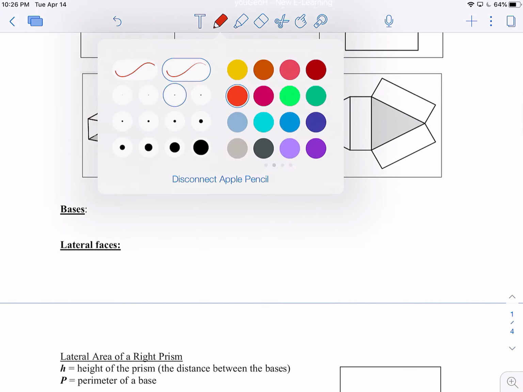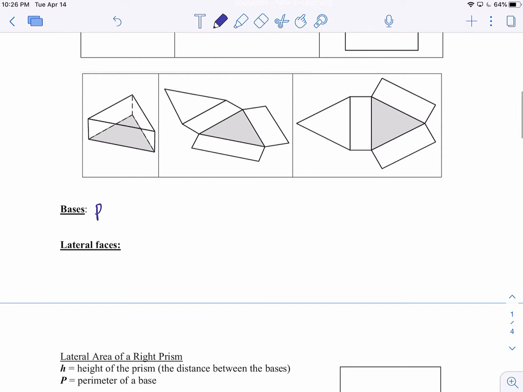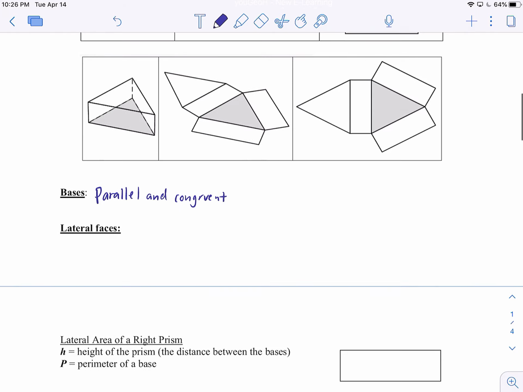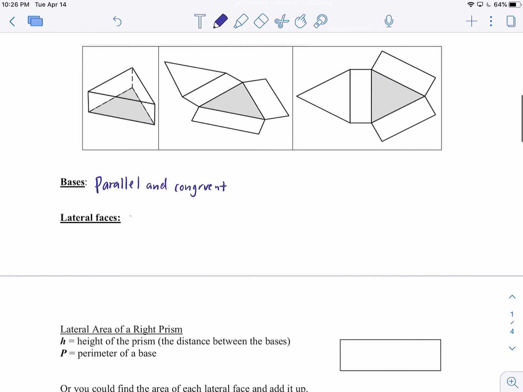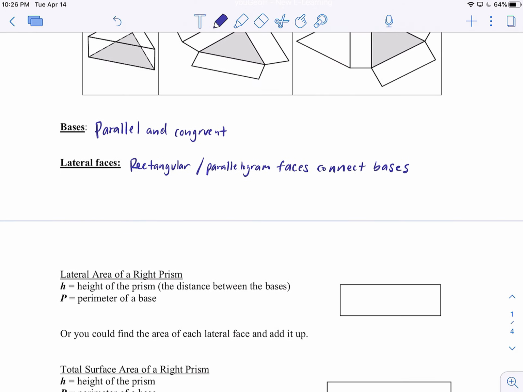So our bases are the parallel and congruent polygons. They can be any figure. And the lateral faces are the rectangular or parallelogram faces that connect the bases. So we have two key pieces of a prism, and so when it comes to the surface area, there are going to be two different pieces.